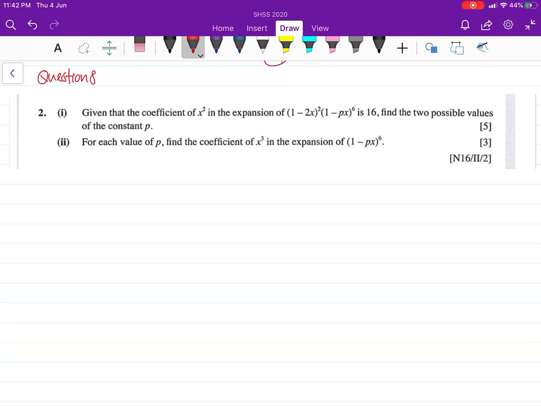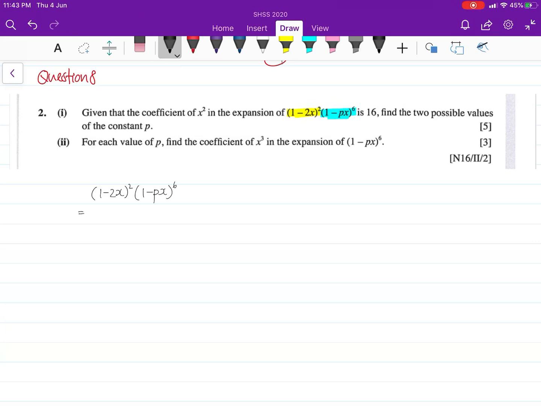Given that the coefficient of x squared in the expansion of (1 minus 2x) squared multiplied by (1 minus px) to the power of 6 is 16, find the two possible values of the constant p. So we have this multiplied by this. Very simple. We need to expand both (1 minus 2x) squared and (1 minus px) to the power of 6. So I'm just going to write here (1 minus 2x) squared, (1 minus px) to the power of 6.